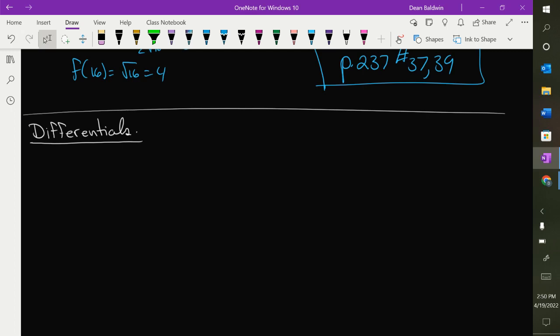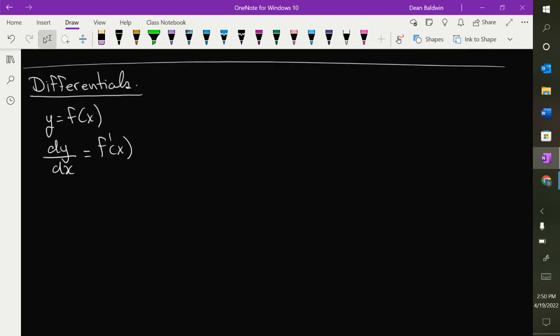Okay, so if you start with y is equal to f of x, just some function, and I take the derivative of y, I can say dy dx is equal to f prime of x. That's really back in the beginning of chapter 2.